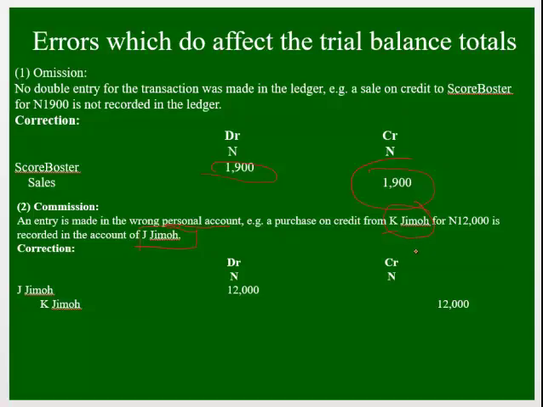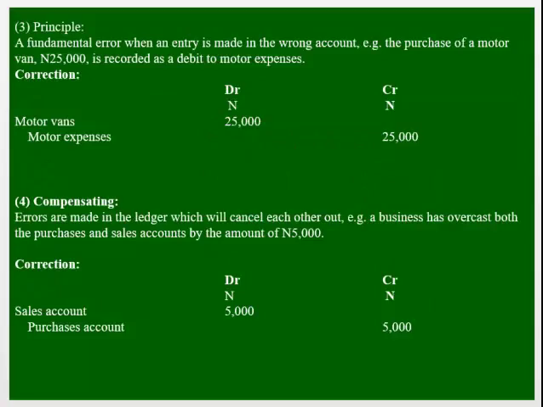So what we need to do is just the normal journal, reverse the entry. The account should be recorded. You put it in the proper place and you move on with your analysis. Then the error of principle. We have explained the error of principle, a fundamental error where entry is made in the wrong account.